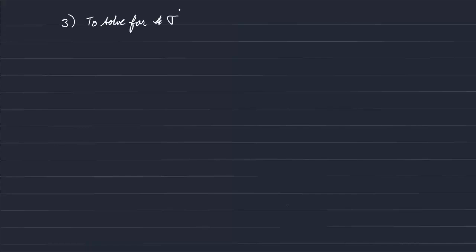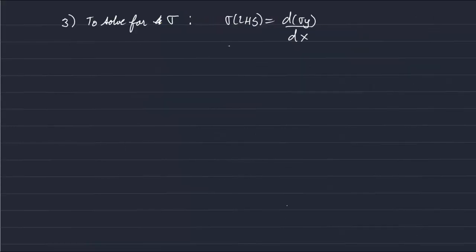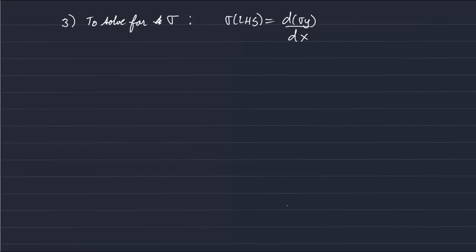To solve for sigma, we have to use the equation that sigma times the left-hand side of the equation is equal to the derivative of sigma times y with respect to x. Okay, so three concepts, 1, 2, and then finally 3. First we have to solve for sigma before we can solve for y. So now let's talk about how to solve for sigma.